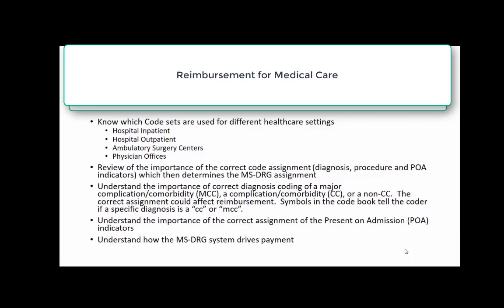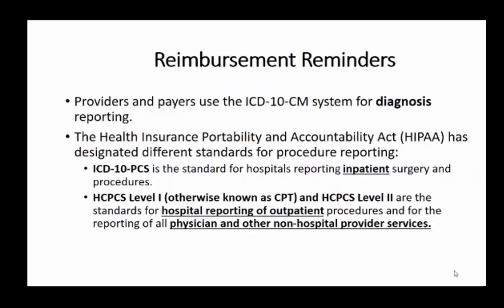I also want you to understand the importance of correct diagnosis coding of a major complication comorbidity or a complication comorbidity, because those additions can affect reimbursement. And there are symbols in your ICD-10-CM codebook that tell the coder if a specific diagnosis is a CC or an MCC. Understand the importance of the correct assignment of the POA indicator, and last of all, understand how the MSDRG system drives payment.